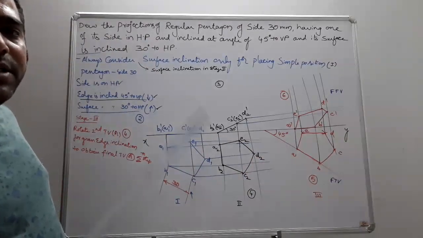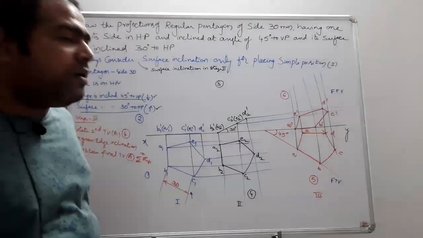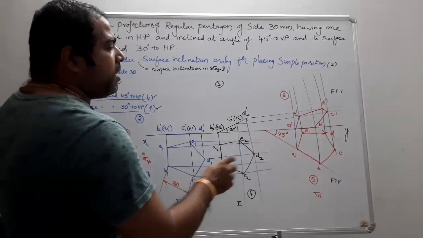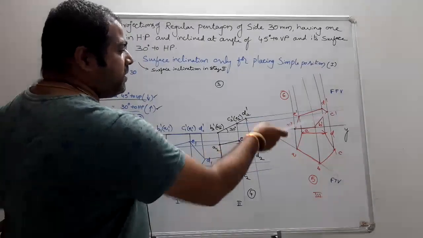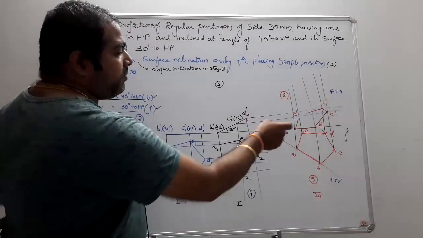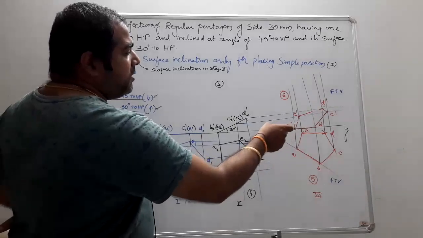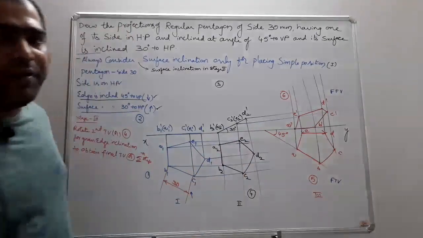My final requirement is the final front view. That is, draw the vertical projectors from the obtained top view and draw the horizontal projectors from the previous front view. So this was the previous front view. I draw the horizontals. From here, I draw the verticals. Mark the intersection points. So I mark my intersection points A, B, C, D, E. Now I join all the points in sequence. I obtain the final front view.